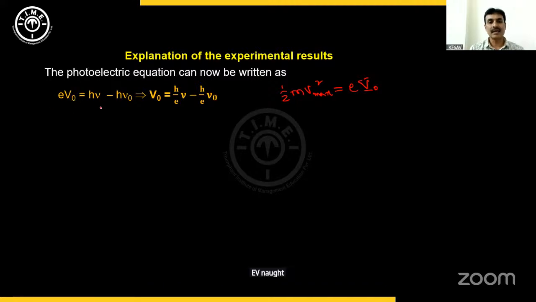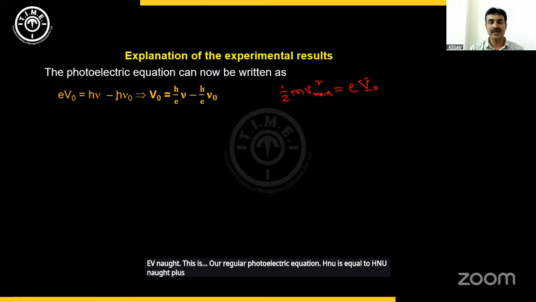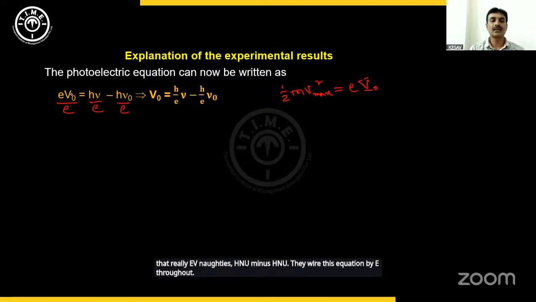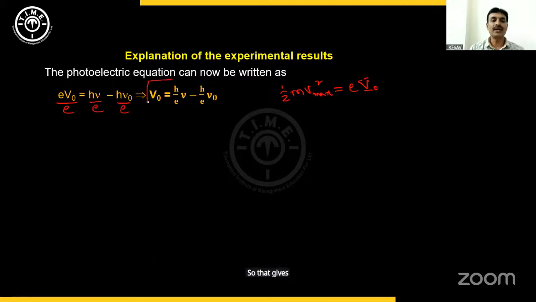This is our regular photoelectric equation, hν is equal to hν0 plus half mv square. In place of half mv square, use eV0. Rearranging, eV0 is hν minus hν0. Divide this equation by e throughout. That gives you V0 is equal to h by e ν minus h by e ν0.